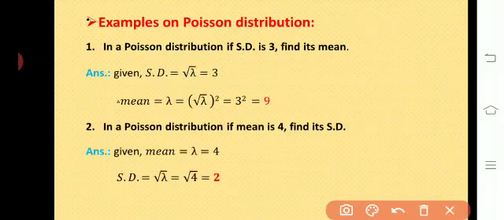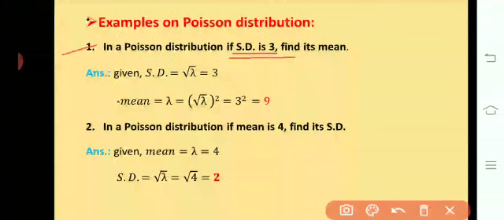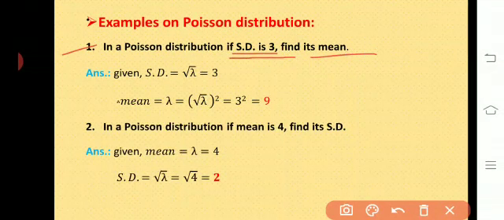Then let's solve the examples on Poisson distribution. These are the 2-mark examples. First example: in a Poisson distribution, if standard deviation is equal to 3, find its mean. In the solution, what is given here?